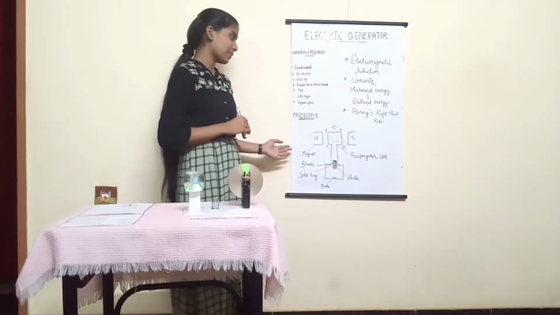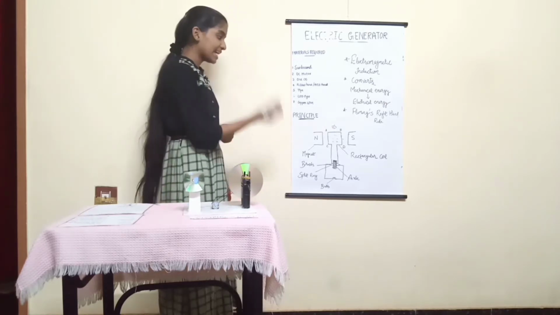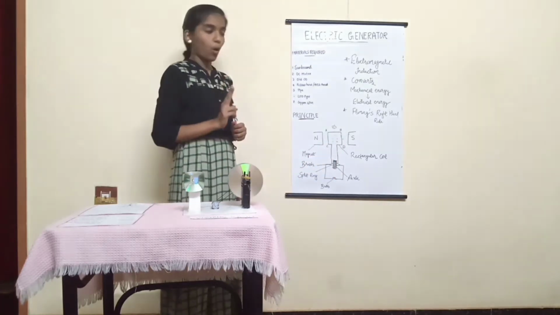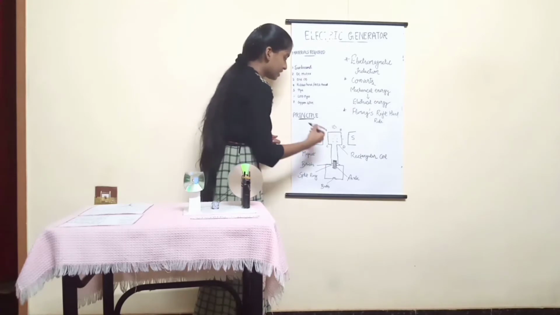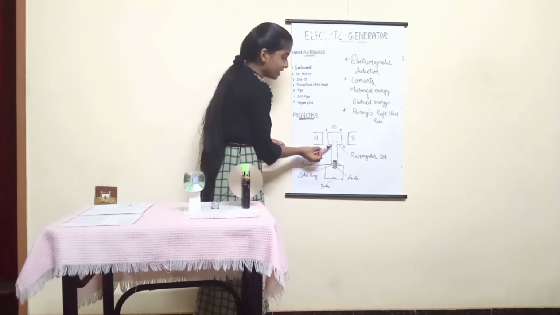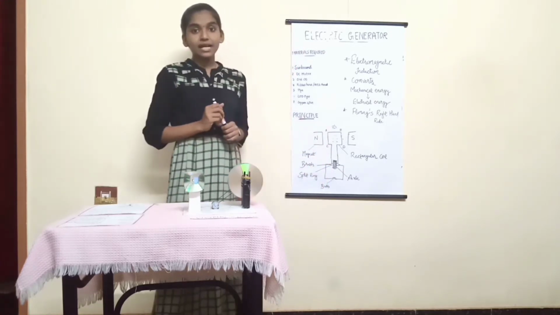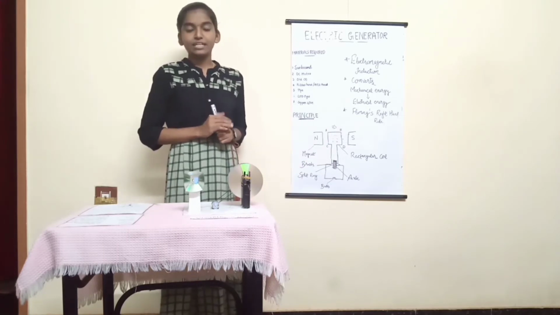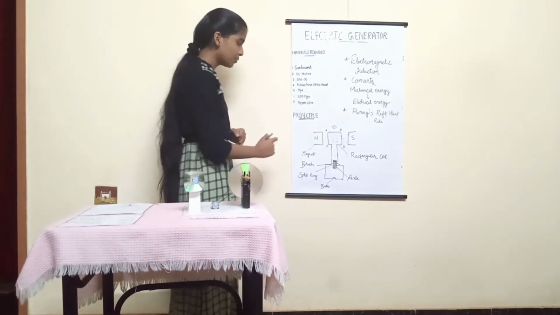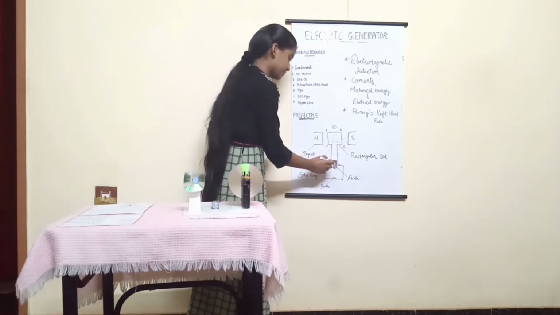This is a diagrammatic representation of an electric generator and it consists of a rotating rectangular coil ABCD placed between the two poles of a permanent magnet, N and S, and the two ends of this rectangular coil are connected to a split ring. This is the split ring, and the inner side of this split ring is insulated so that the current does not pass through inside the split ring. And two brushes B1 and B2 are kept pressed on the split ring respectively.